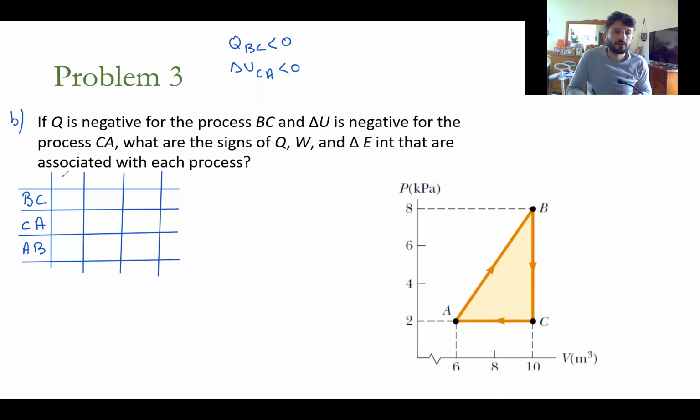I want to find omega or delta omega, Q and delta E for each one. First of all, I give you Q BC is negative, delta U CA is negative. Okay, we start. First of all, you have to know that if we increase the volume, omega must be positive. Let me write the general expression of the first law of thermodynamics.